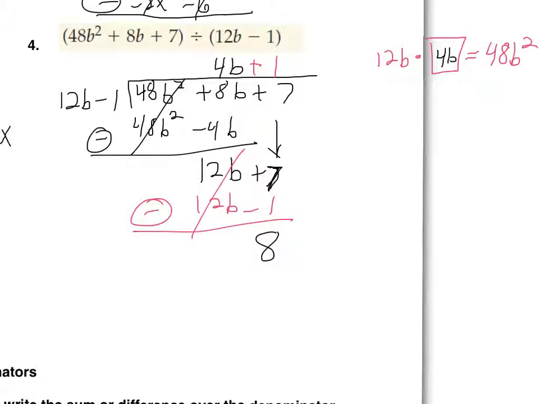There's nothing more to bring down. That means 8 is our remainder. So what you have to do with that 8 is bring that 8 back up to your answer and write out plus, because it's positive, 8 over your divisor, 12b minus 1. And that is your answer. It looks kind of weird, I know. That's because it didn't work out evenly. We have a remainder. That was new for this chapter.